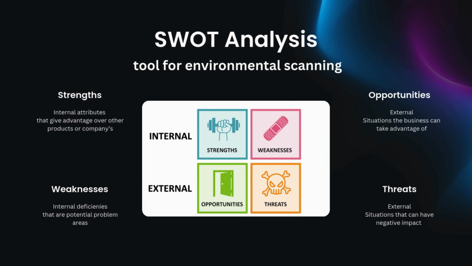SWOT analysis serves as a primary tool for environmental scanning. The top half focuses on internal factors, strengths, what gives a company competitive advantages, and weaknesses, areas where improvement is needed. The bottom half addresses external factors, opportunities that can be leveraged for growth and threats that can impact the business negatively. By organizing environmental scanning findings into this framework, companies can clearly see where to focus their strategic efforts. This structured approach ensures organizations aren't just reacting to changes, but actively preparing for them.